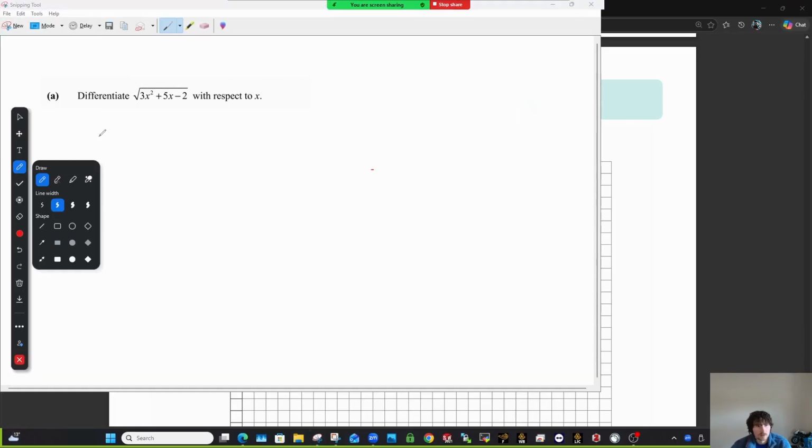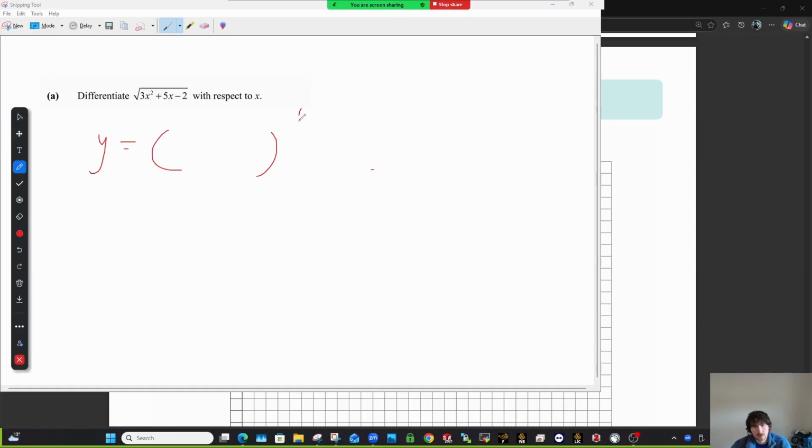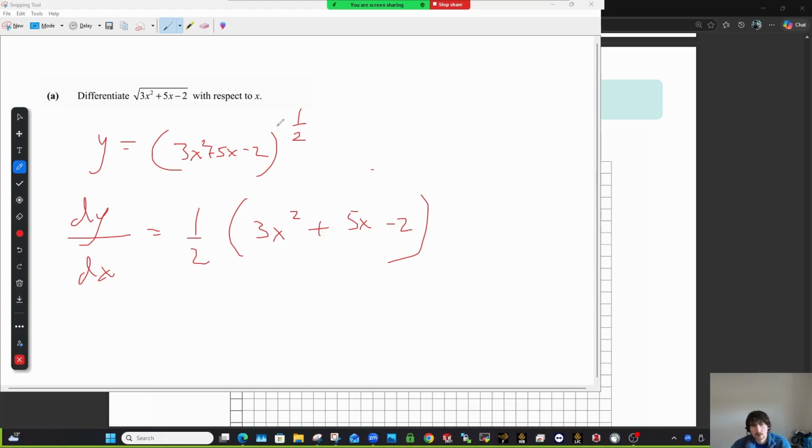Okay, so let's call it y. And then anything to the power of a square root is the same as being to the power of a half. You should all know that. Plus x minus 2. And the way you take a derivative of this is you multiply down by the power. You keep the inside exactly the same. You reduce the power by 1. Take 1 away from a half, you get minus a half. And then you multiply by the derivative of the inside, which is 6x plus 5.